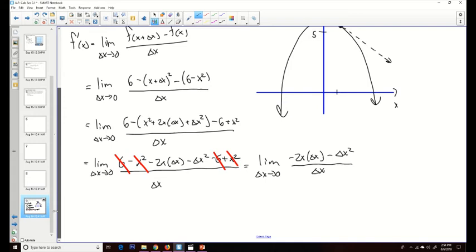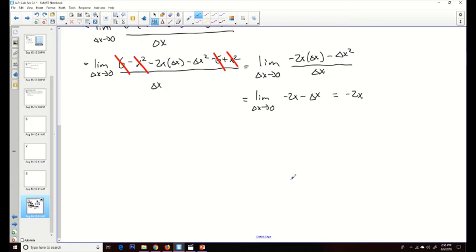Now here's the position we want to be in, because every term has a factor of delta x in it. So we can cancel out a delta x and say that the limit as delta x goes to 0 becomes negative 2x minus delta x. Now, because we've canceled all those values out, if we let delta x go to 0, we no longer get an undefined. So now, and again, we're evaluating the limit, we're letting delta x go to 0, so it's just negative 2x. So we can say that f prime of x is equal to negative 2x.